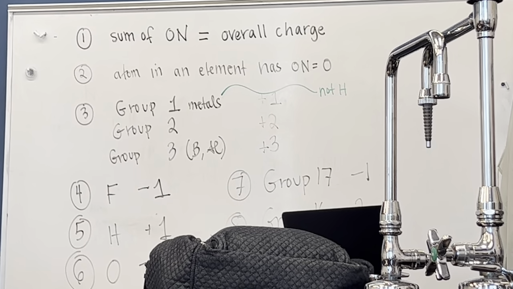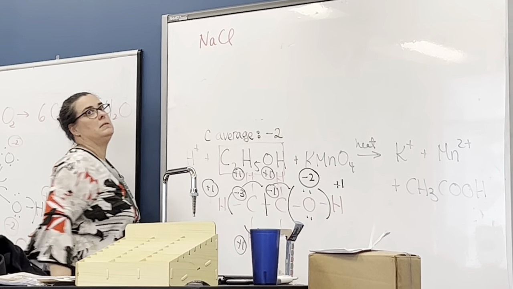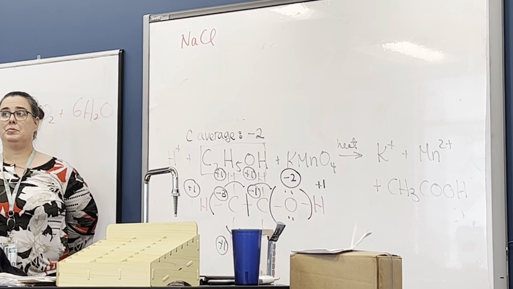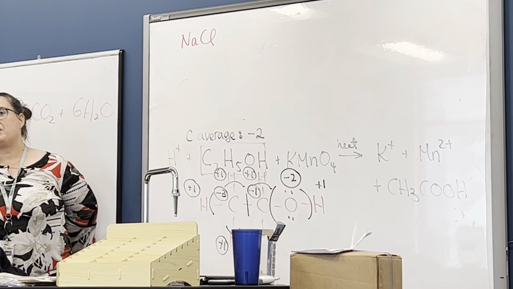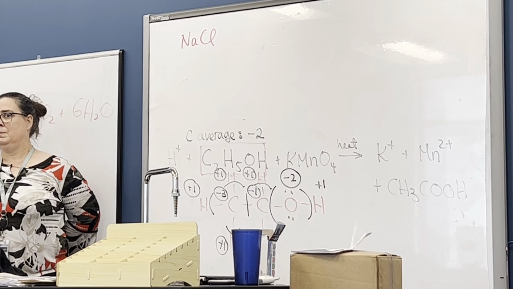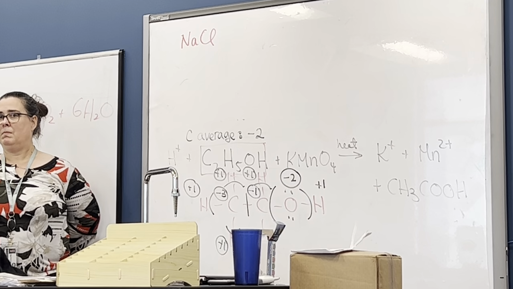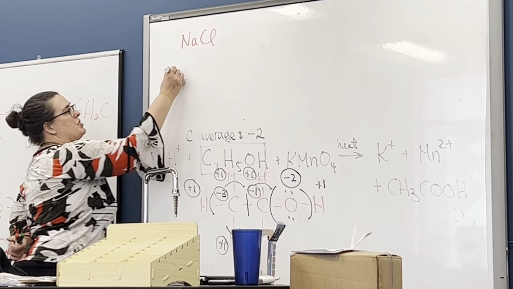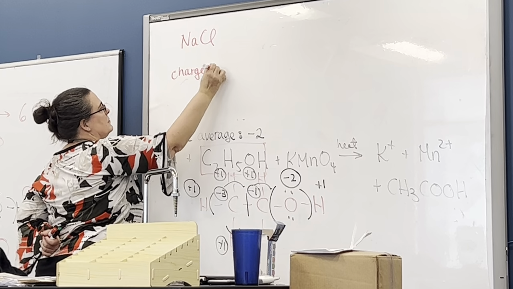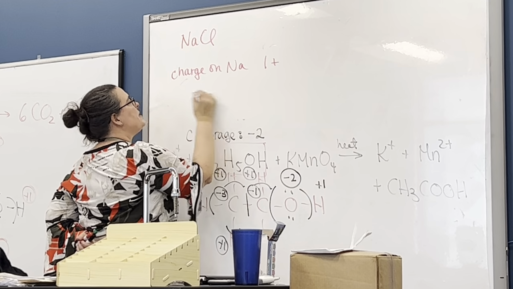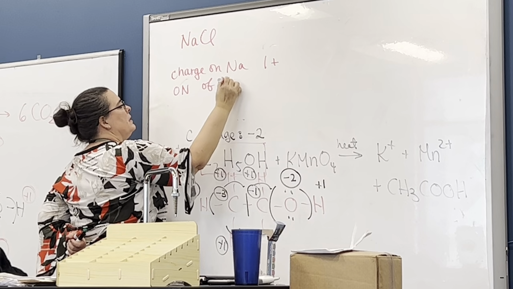So let's think of some easy examples. What if we had sodium chloride? What's the charge on sodium? What's the oxidation number of sodium? The charge on sodium is officially 1 plus. The oxidation number of sodium is +1.